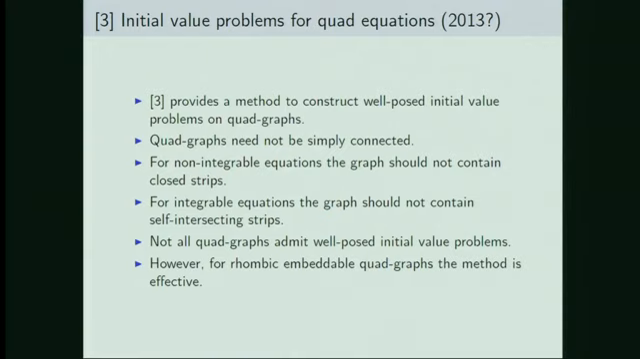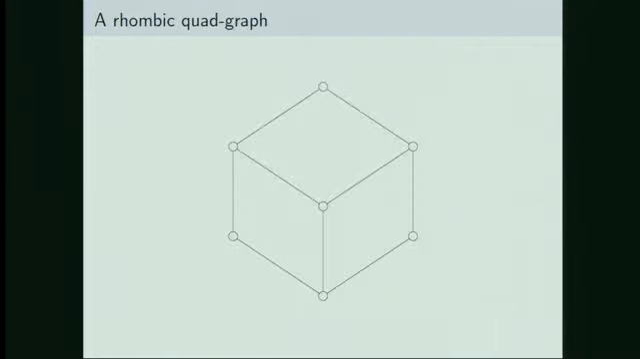So the method doesn't always work, but there is a setting where it always works, and this is the setting of rhombic embeddable quad graphs, and we'll see examples of that. A rhombic quad graph is one where all the edges have length 1, and you could say a graph is rhombic embeddable if you can transform it into such a graph.